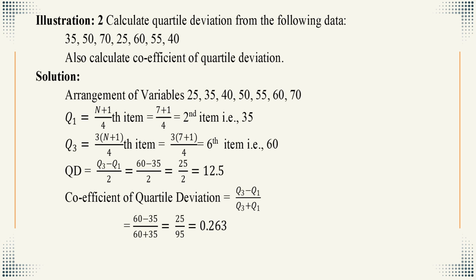Then quartile deviation is equal to (Q3 minus Q1) by 2. Always keep in mind that it is Q3 minus Q1; that is the formula for all situations. Here, (60 minus 35) by 2 equals 25 by 2, which equals 12.5. Then coefficient of quartile deviation is (Q3 minus Q1) by (Q3 plus Q1). That calculation gives the value 0.263. That is not much close to 1, and the value should definitely not exceed 1.